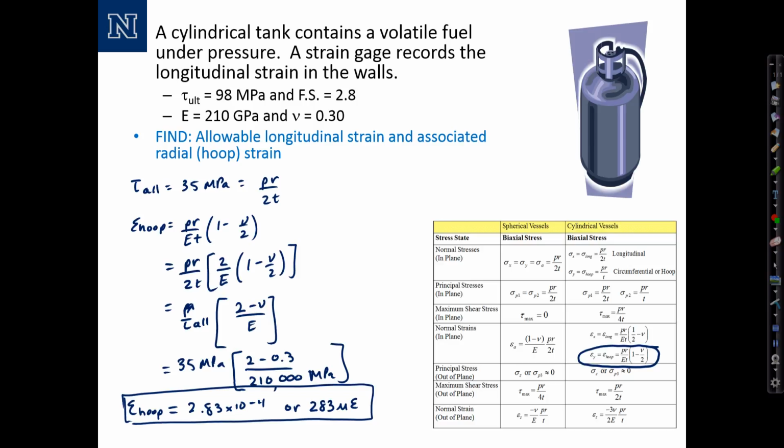Okay. Does the answer make sense? Well, so we found that epsilon longitudinal was equal to 66.7 microstrain. We know that the hoop stress is twice the longitudinal stress. Here the relationship between hoop strain and longitudinal strain is a little bit different because of the material properties, Poisson's effect. Nevertheless, the answers are both small. Hoop strain is larger than the longitudinal strain. So the answers seem to make sense. And that concludes this example.